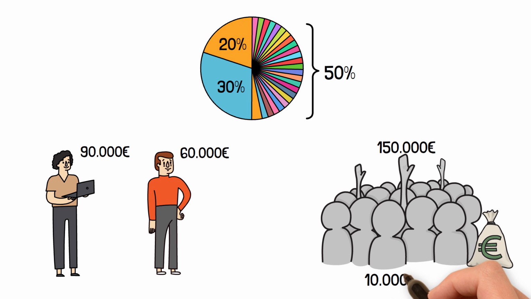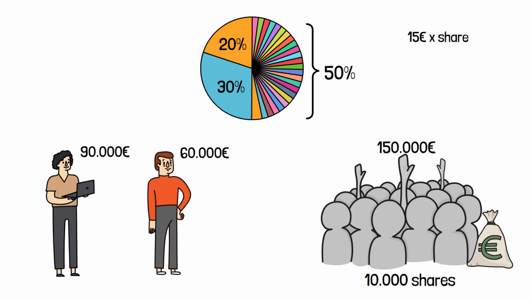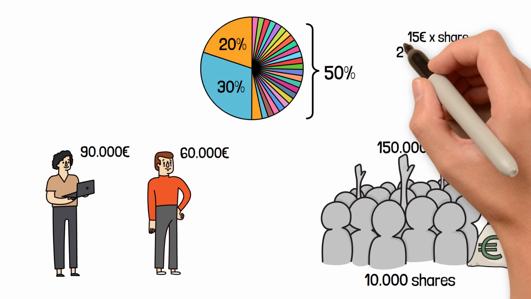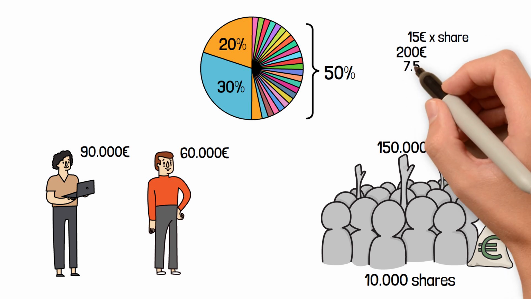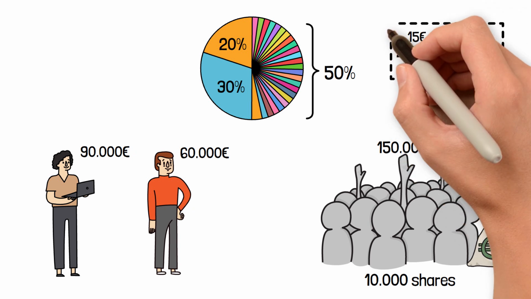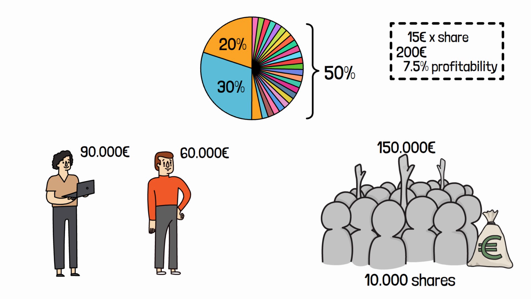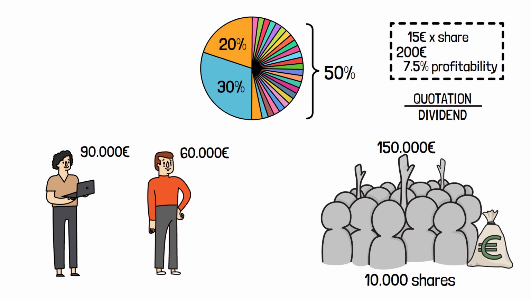among the 10,000 shares that exist in the stock exchange. For each share that an investor has, he would earn about 15 euros. If the shares are trading at a value of about 200 euros, the dividend yield of the company's shares would be 7.5% per share. To calculate this percent we would only have to divide the dividend by the share price and we would obtain this number.